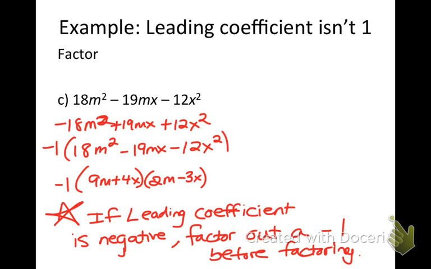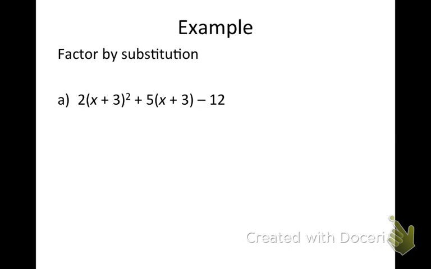All right, so the last thing we need to cover is factoring by substitution. The last two problems in your homework, 47 and 49, are going to be similar to these types. So you might not have seen this in your Algebra 2 class. So we have 2 times (x plus 3) squared plus 5 times (x plus 3) minus 12.